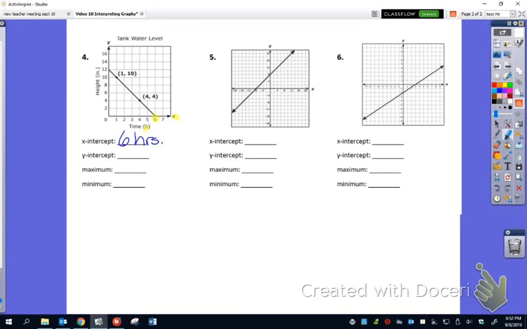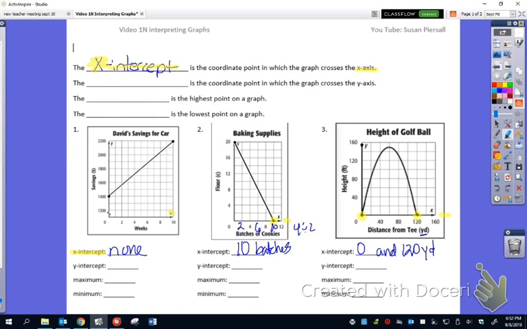And then on number 5, here's your x-axis. So go across, it touches at -8. So my x-intercept is -8. And then on number 6, look at where it touches the x-axis. It touches at +3. So this is +3. So remember, the x-intercept is where it touches the x-axis, which is always the horizontal. Okay? So that was all the x-axis.